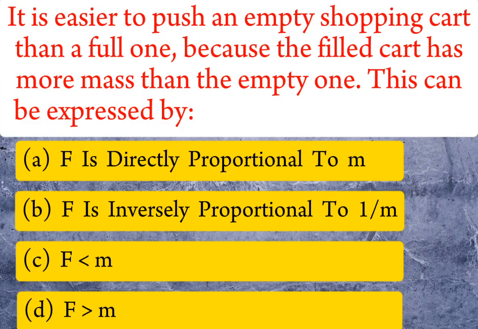It is easier to push an empty shopping cart than a full one because the filled cart has more mass than the empty one. This can be expressed by: a) F is directly proportional to m, b) F is inversely proportional to 1/m, c) F = m, d) F ≠ m.